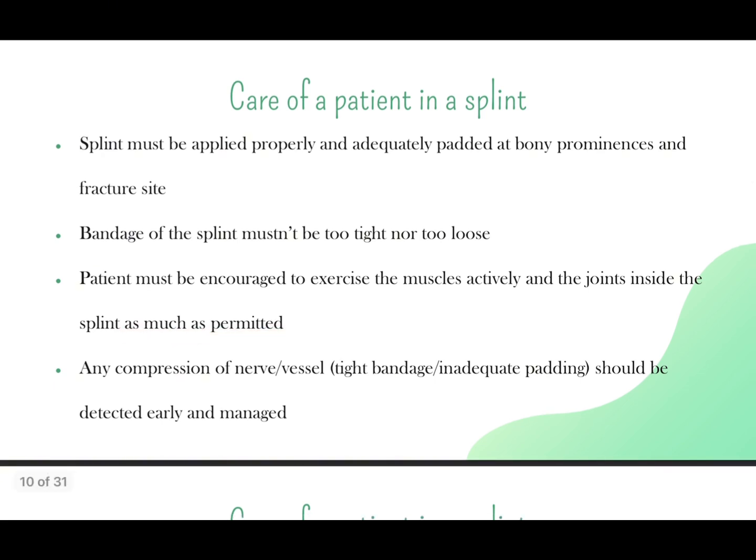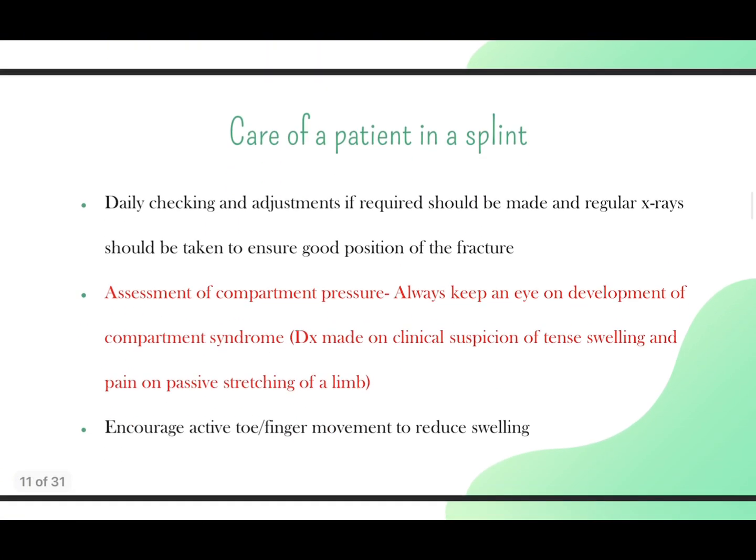We should detect any compression of the nerves or vessels due to tight bandage or inadequate padding early, and it should be managed early. We should check the splints regularly, and we should take regular x-rays in order to ensure the correct position of the fracture. We should always be vigilant about the development of compartment syndrome. The diagnosis of compartment syndrome can be made on the clinical suspicion of a tense swelling and severe pain on passive stretching of the limb. So this is a very important point to notice.